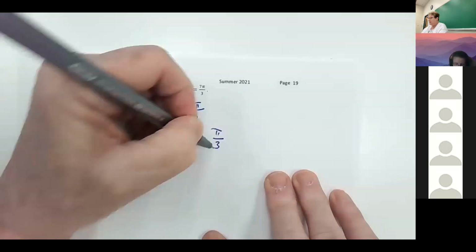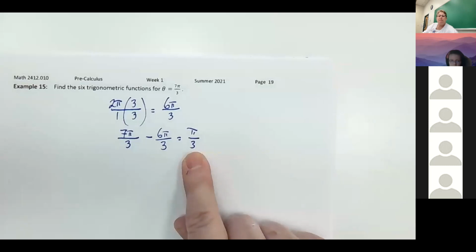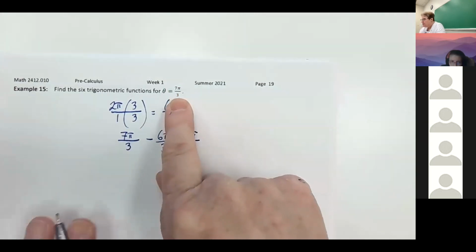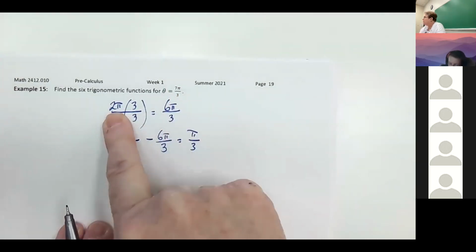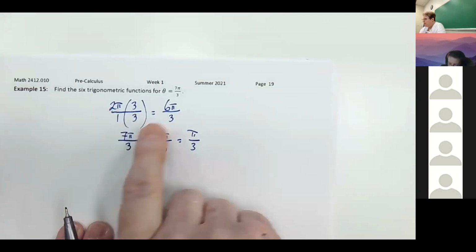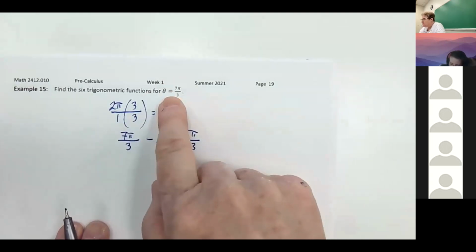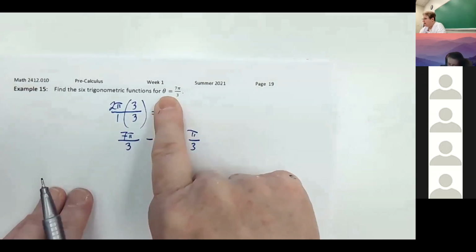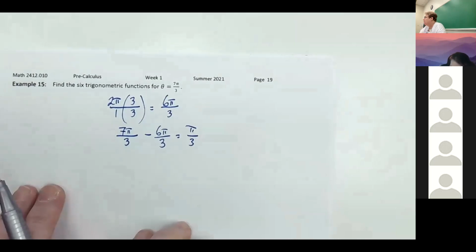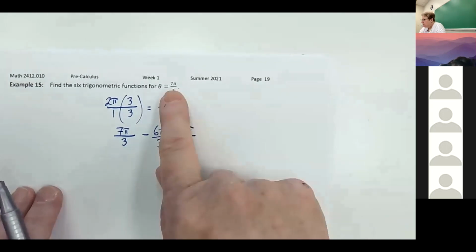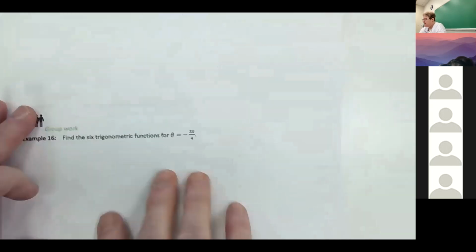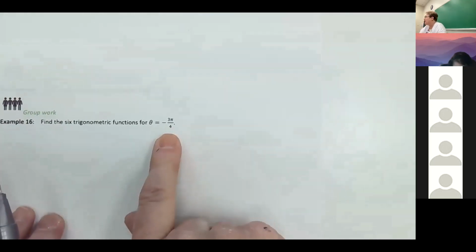So the 6 trig functions. Why are we subtracting 2 pi? Because 7 pi over 3 is larger than 2 pi. And I want to see what angle is related to or coterminal with this theta that's between 0 and 2 pi. So anytime it's larger than 2 pi, we'll subtract. And anytime it's smaller than 2 pi, we're going to add.